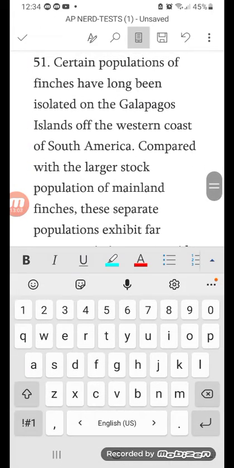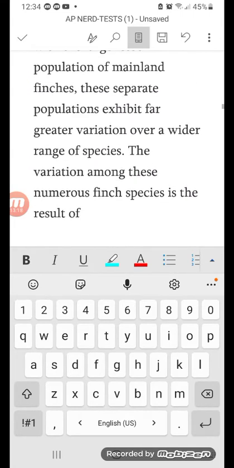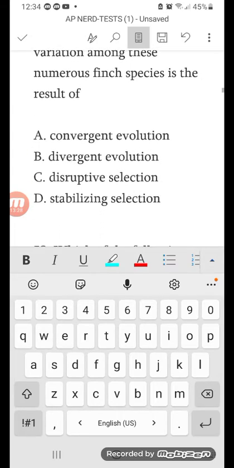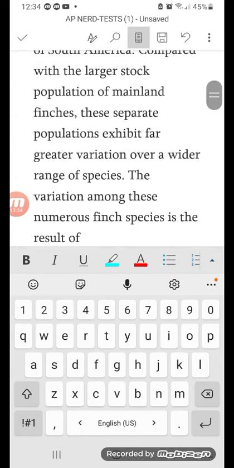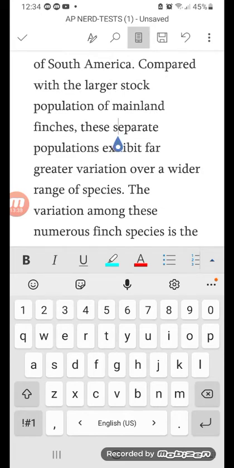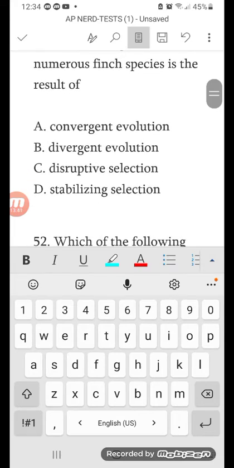Certain populations of finches have long been isolated on the Galapagos Islands off the western coast of South America. Compared with the larger stock population of mainland finches, these separate populations exhibit far greater variation over a wider range of species. The variation among these numerous finch species is the result of... because they used to be in the same place, then they separated. Look for keywords: they separate, meaning they diverge. If you are on a highway and the highway splits, they will give you a sign saying the highway will diverge. So it's divergent evolution.